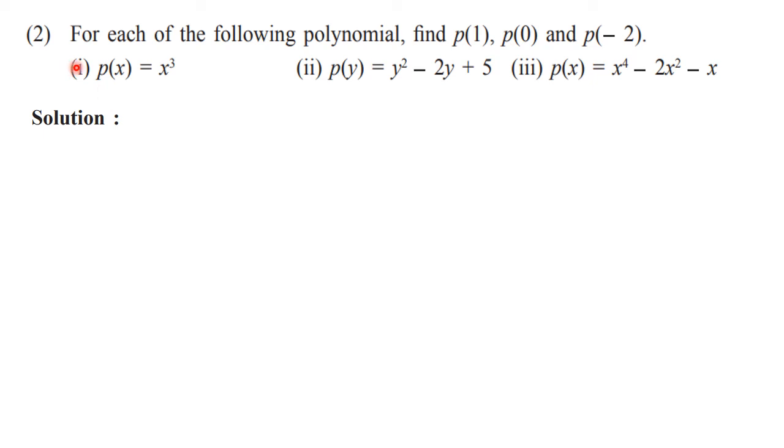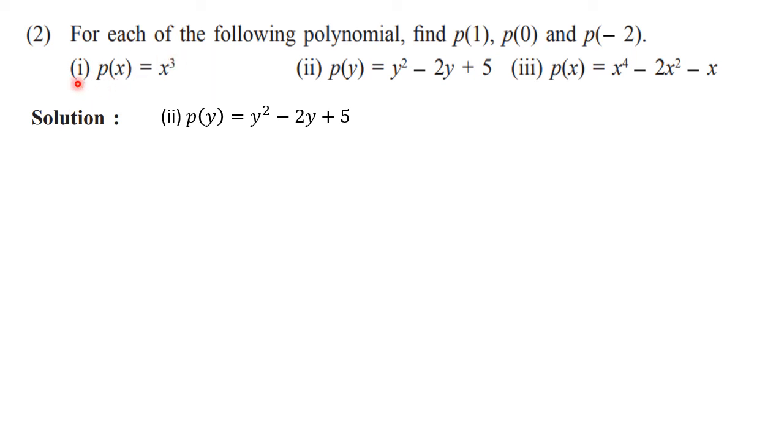Now second question. For each of the following polynomials, find p of 1, p of 0 and p of minus 2. So in this case also we are provided with three different polynomials and we have to find values of these polynomials for these three different values. Okay, so let us start. Here also I am taking the second one. The first one is very easy.